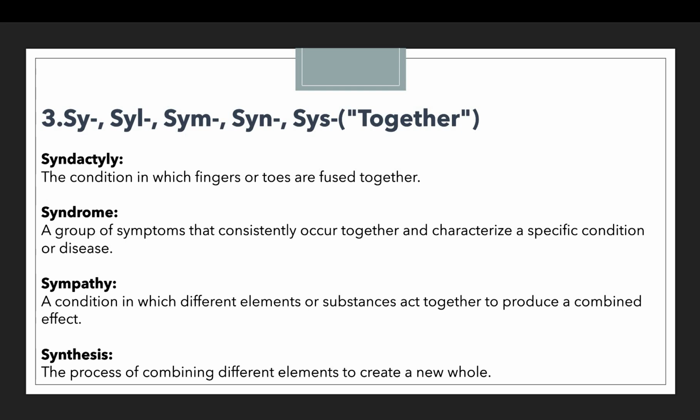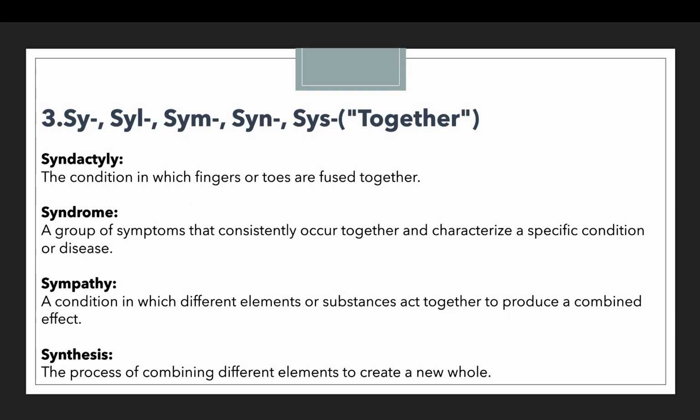Now similarly, if you look at the second example, which is syndrome. Now what is syndrome? A group of symptoms that consistently occur together and characterize a specific condition or disease. So when some symptoms consistently act together in order to characterize a specific condition or disease, then in that case we will use the terminology syndrome, which is composed of the prefix syn. Okay, so in these two examples we covered the syn prefix.